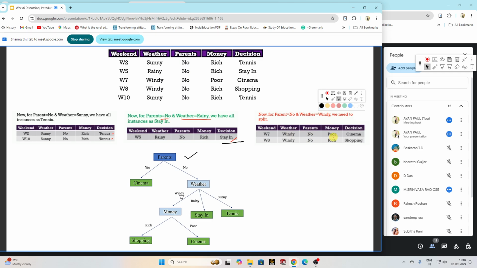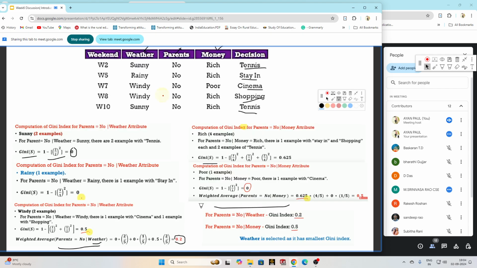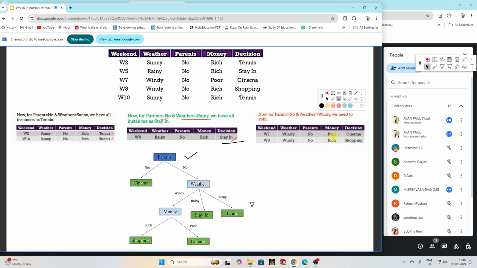Why will we be splitting with respect to weather? Because whenever we compared weather with this money attribute, we have seen the weather attribute winning because it has less Gini index. So that is why now we will split with respect to weather. Weather we have three classes: windy, rainy and sunny. Whenever your weather was sunny, it is giving the decision tennis. So this is again becoming the leaf node.